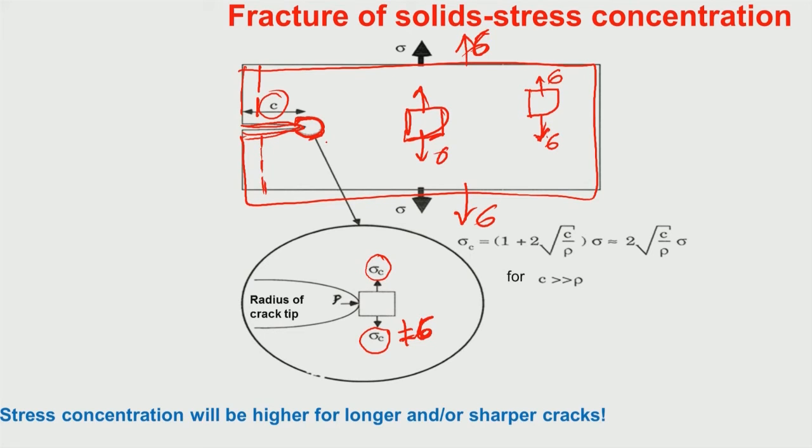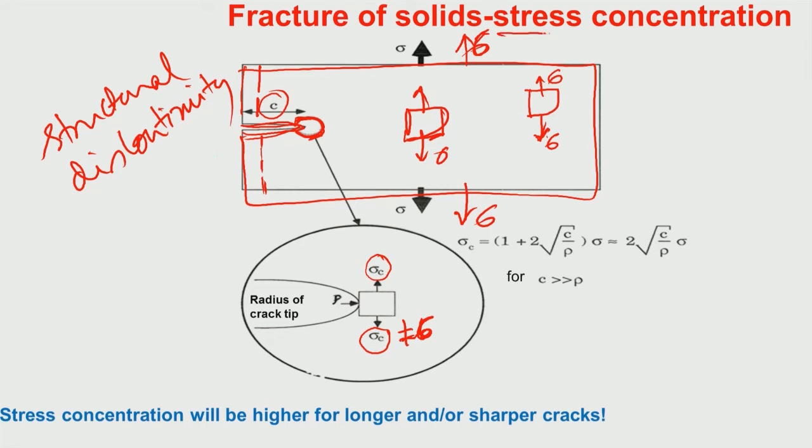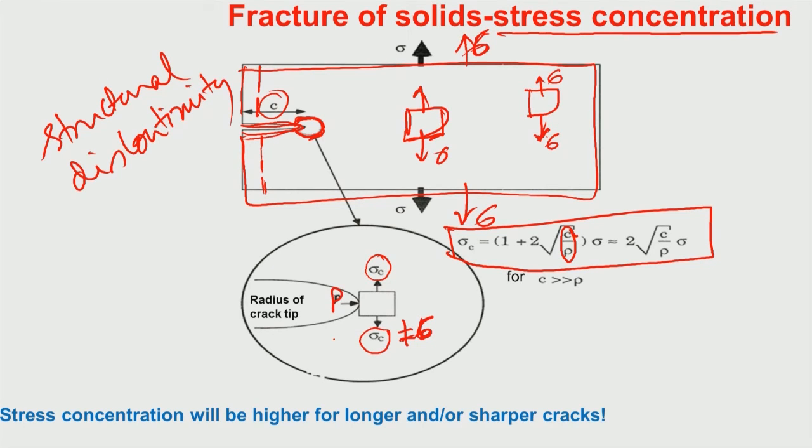So, a crack essentially represents some structural discontinuity, and because of that, around the crack tip there is something called stress concentration, and this stress concentration has been mathematically expressed here. What you see here is 1 plus 2 into square root c upon rho. So, what is c? C is your crack length. What is rho? Rho is the radius of curvature of the crack tip.